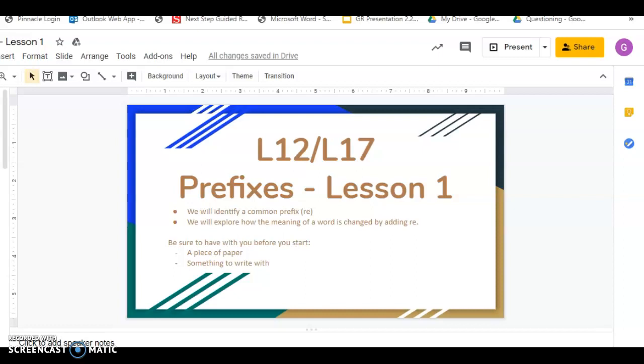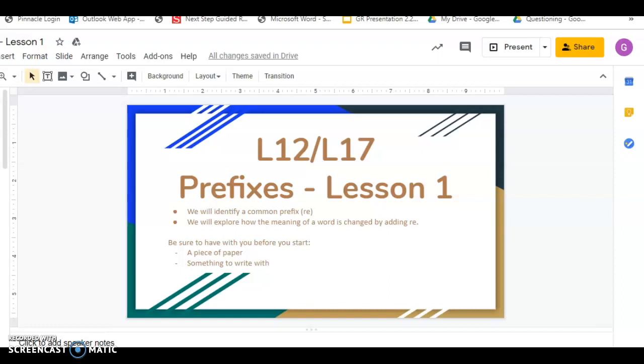Hello learners, today we're going to learn about prefixes. Prefixes are meaningful word parts that can be added to the beginning of a base word. We're going to identify a common prefix, re, and explore how the meaning of a word is changed by adding re. Be sure to have with you before you start a piece of paper and something to write with.